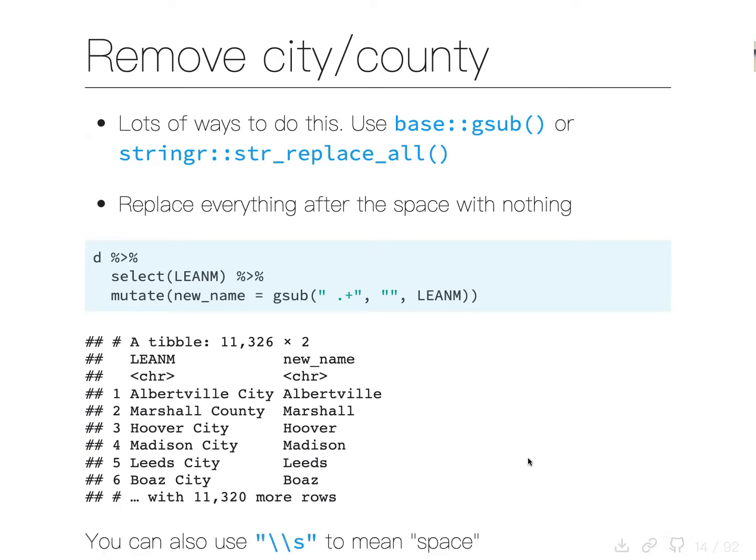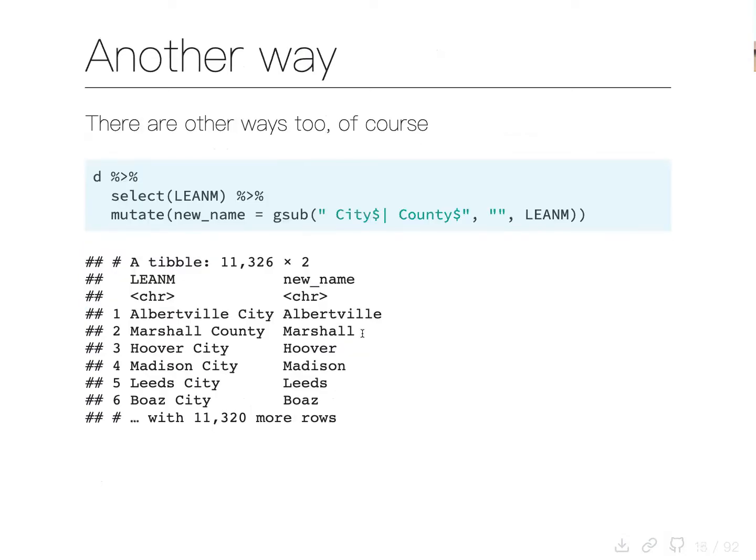The other thing we could do here, if we wanted to maybe make it a little more explicit, you can also use this \\s, which means look for a space. Okay, so it's the same thing as this, but it's maybe a little more explicit, but it's actually less clear if you don't really know regular expressions and what you're looking for. Okay, so that's another option.